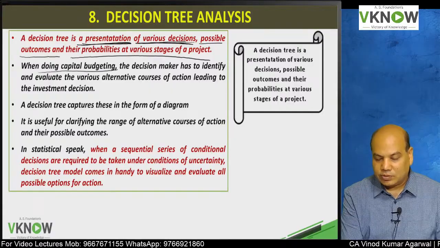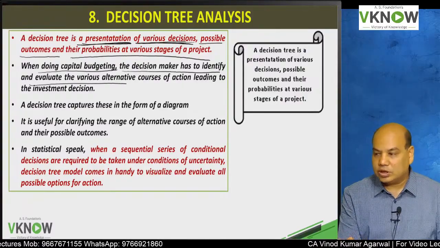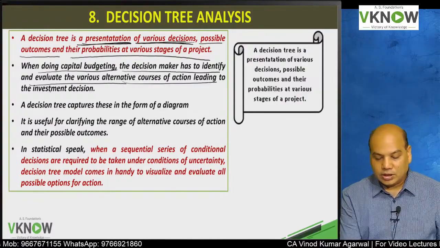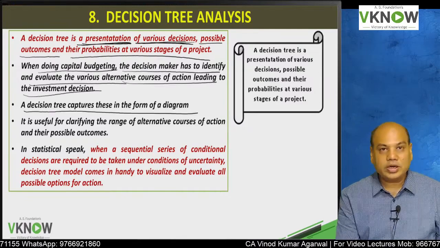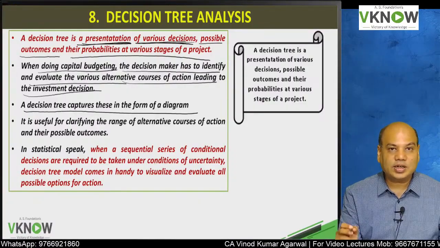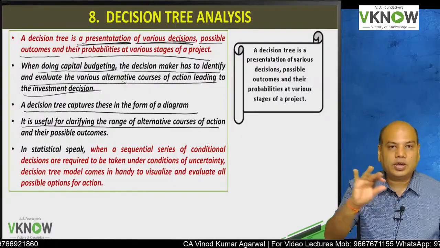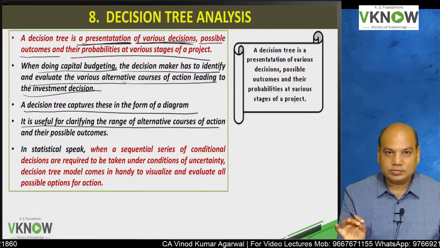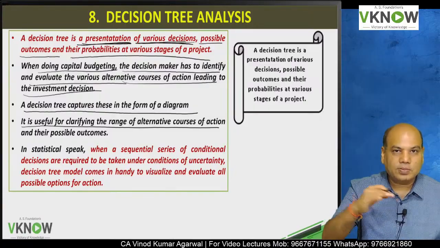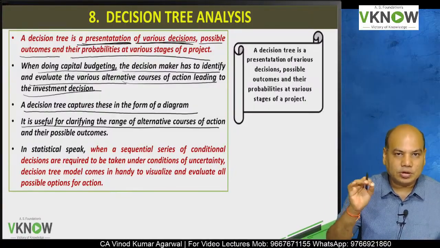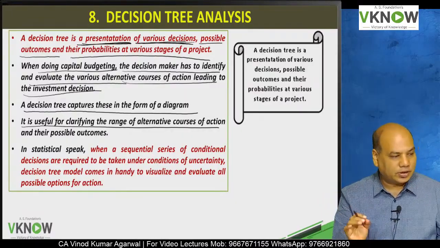In capital budgeting, what we are supposed to do, we are supposed to identify what are the various alternative courses of action, and then what will be the outcome and how to take decision. All these alternatives and outcomes are presented in a decision tree. This will give you a very good understanding about the question. When you draw the question in the form of a decision tree, it gives you a complete idea what are the various alternatives, what are the outcomes, and it will help us to take a decision.